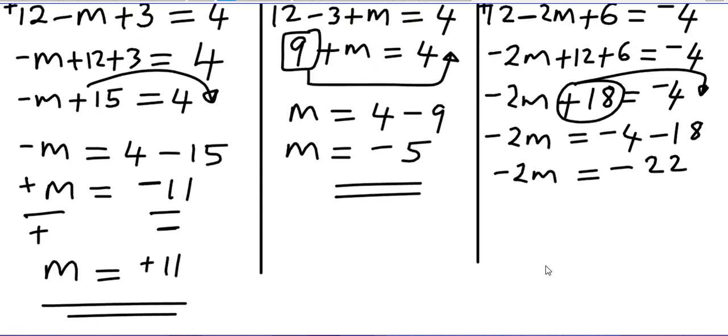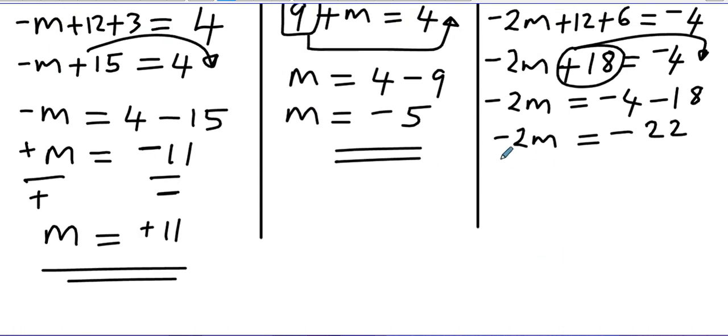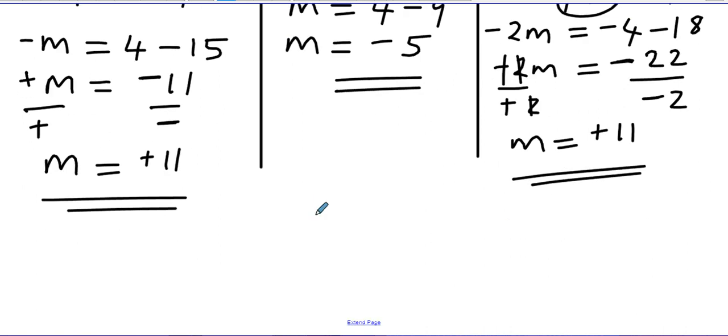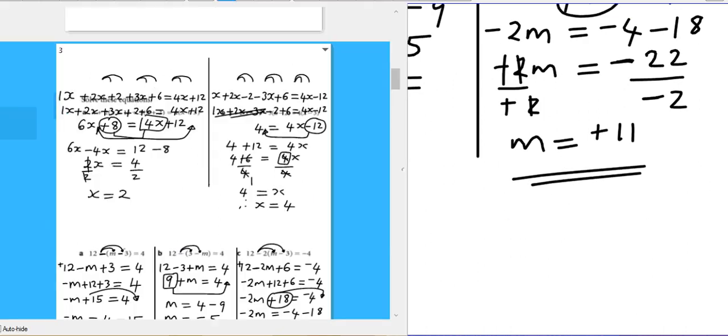To find the value of m, we need to divide by negative 2 on both sides. This will become positive. This will be m equals to negative divided by negative is positive. 22 divided by 2, this will be 11. Alright, let's go to the next questions.